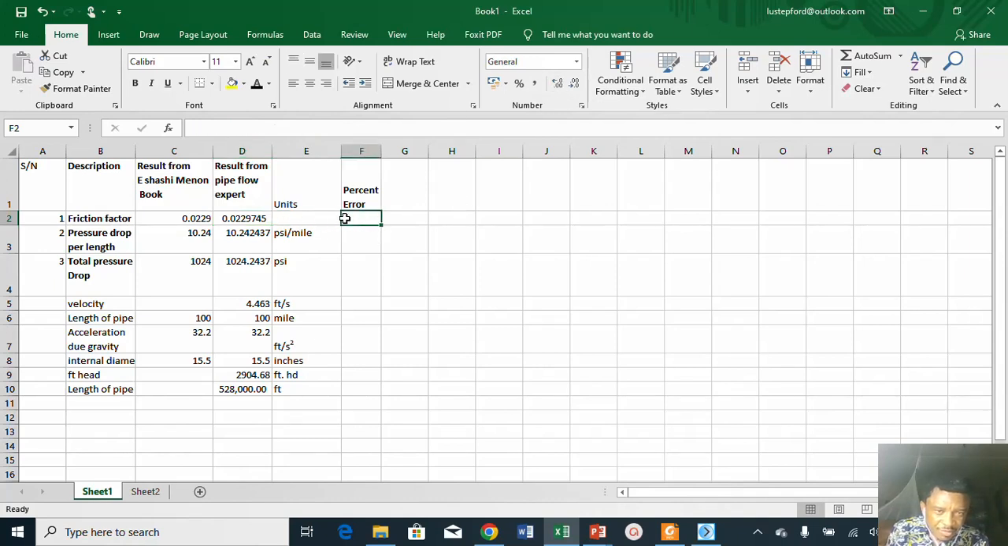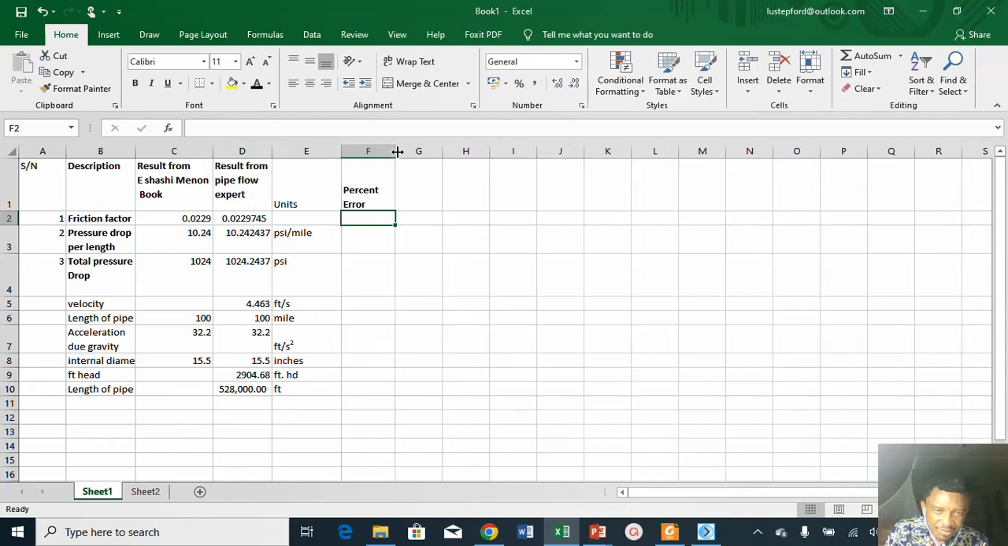So now let's look at the percentage error. The percentage error will now be this value minus this value, divided by this one, times 100. So let me expand this a little. Let me bring it down to this. So these are the percentage errors.